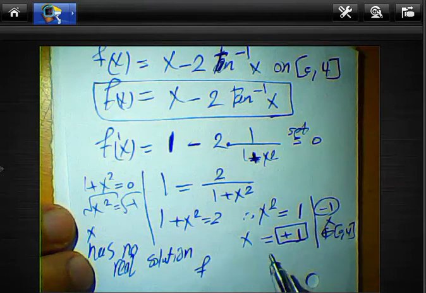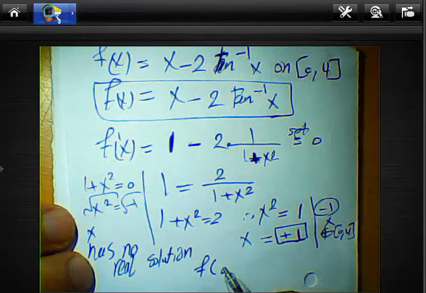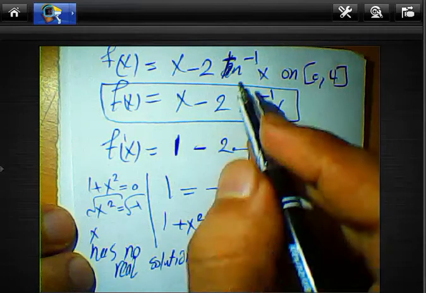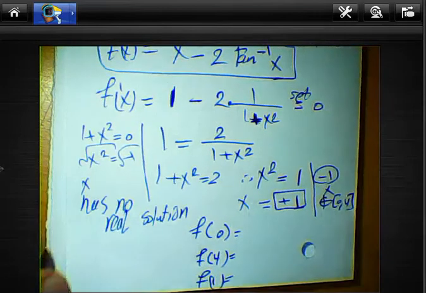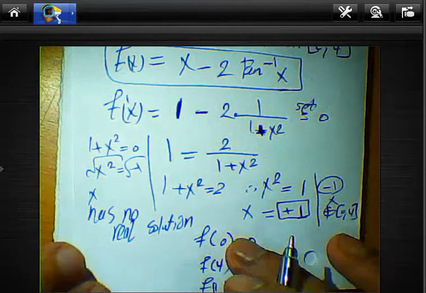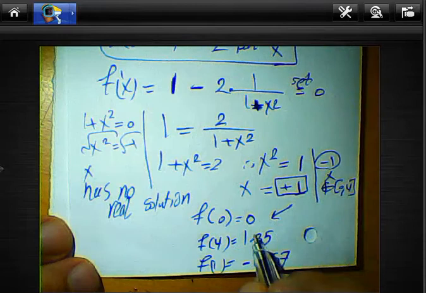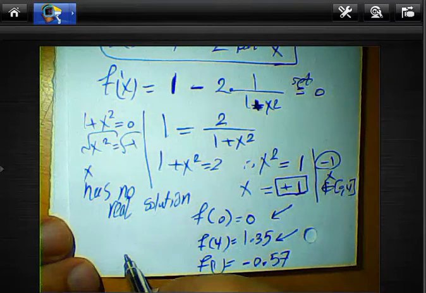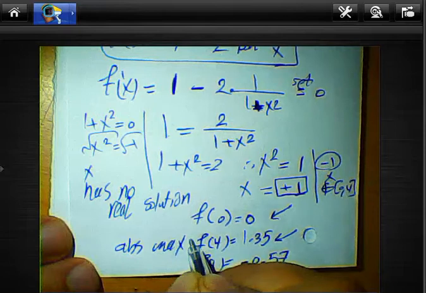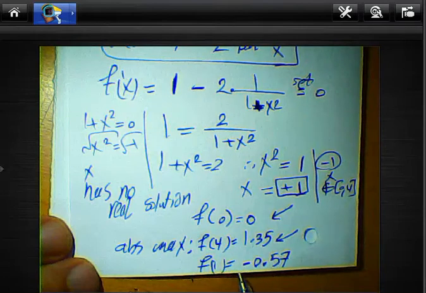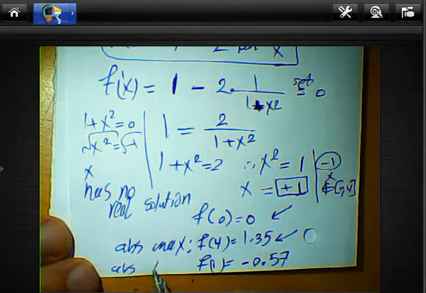So we can find the result for f of 0, and f of 4 and f of 1 you can use a calculator to find. Okay, it's the result of using the calculator. So we have the absolute max here, such that f of 4 equals 1.53, and the absolute minimum is at 1 here.